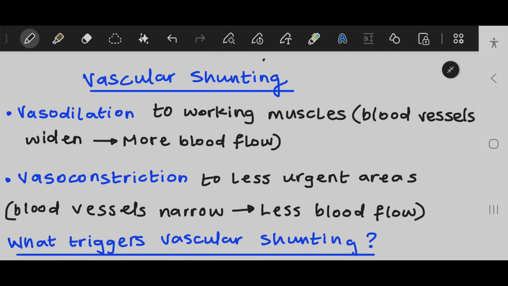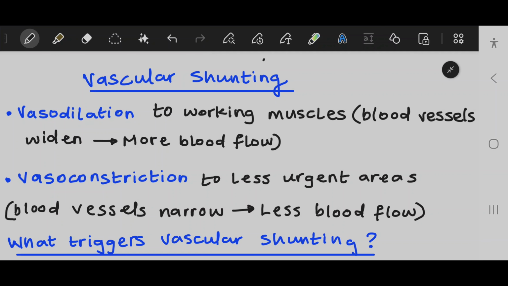Vasodilation meaning widening of the blood vessels, which increases blood flow to the working muscle, and vasoconstriction meaning narrowing of the blood vessel, which decreases blood flow to the less urgent areas such as your digestive system and other internal organs. What triggers vascular shunting?